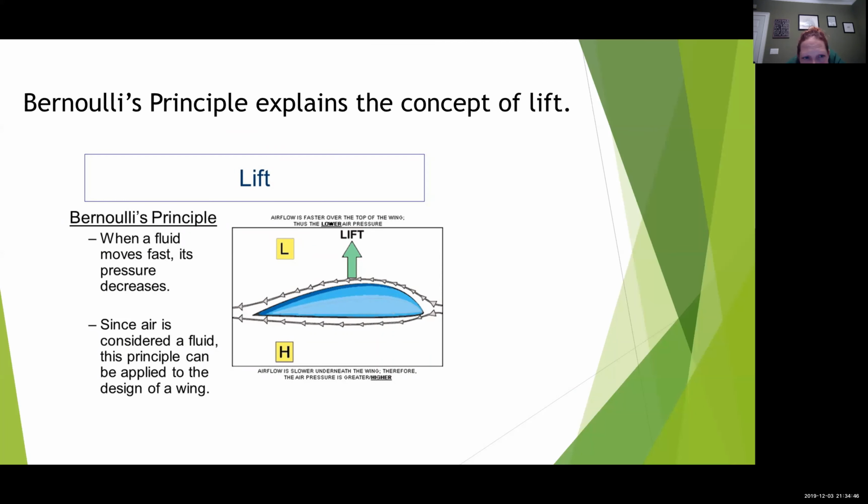Bernoulli's principle explains the concept of lift. Bernoulli's principle: when a fluid moves fast, its pressure decreases. Since air is considered a fluid, this principle can be applied to the design of a wing.